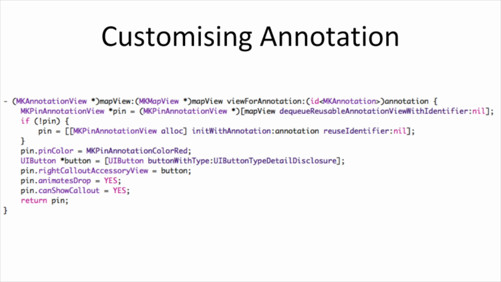It's the same idea. If there's no cell available, equals MKAnnotation alloc init with annotation, we use identifier. There we go. So if there is no free cell, create one. Create a new one. Okay, this is just like table views, isn't it? And once you've done that, you can just mess with the properties, can't you?